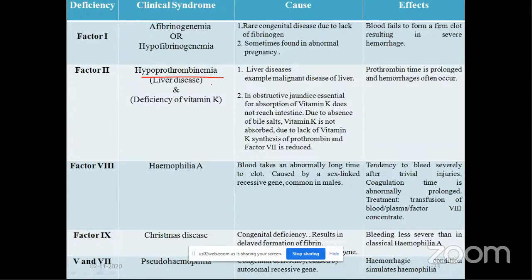And if it is obstructive jaundice, there is another vitamin required; calcium is required at every step. But a vitamin is also required for synthesis of prothrombin, and that is vitamin K. In fact, vitamin K is synthesized by bacteria in our intestine, and the vitamin K which is synthesized is absorbed. So in obstructive jaundice, the vitamin K factor, which is essential for synthesis of prothrombin, cannot be absorbed properly. And why does this happen?